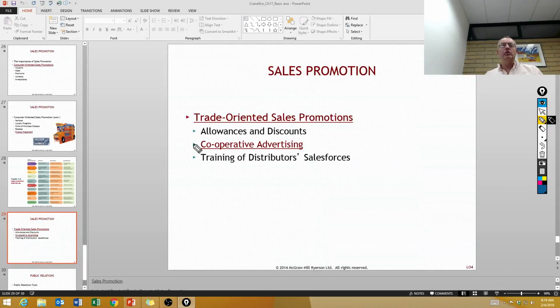And so the types of sales promotions used in industrial marketing are a bit different than in the consumer market. The manufacturer can use allowances and discounts to get retailers and wholesalers to pick up their product.